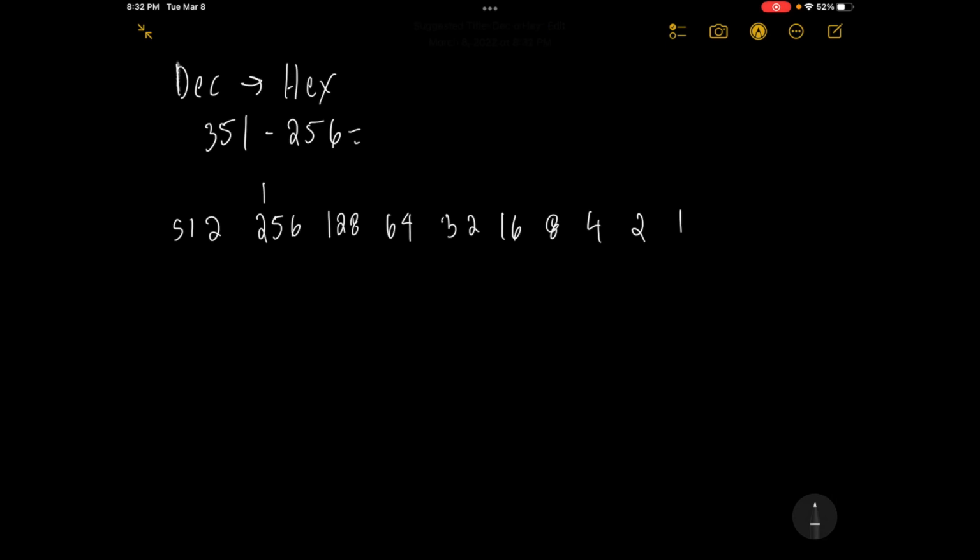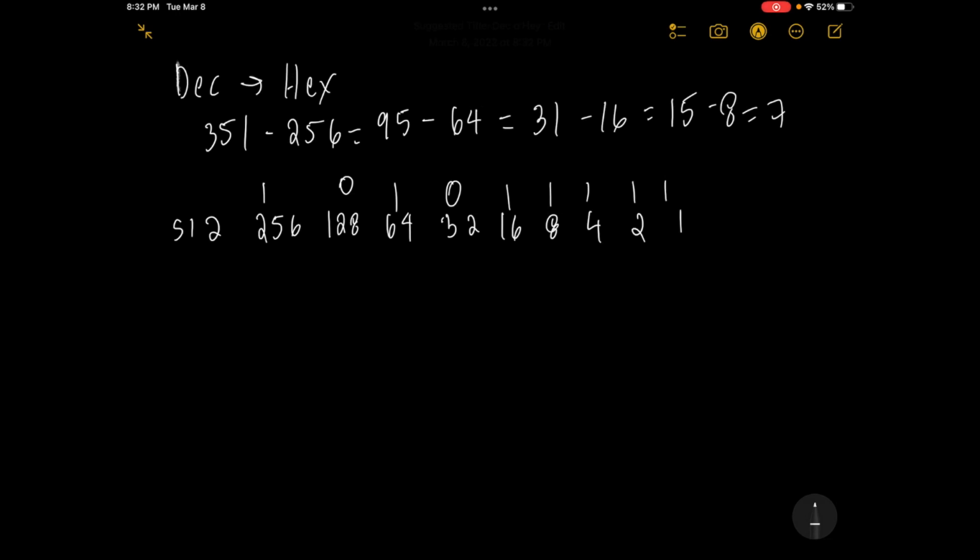So 351 minus 256 is going to be 95. Yeah, that makes sense. So we're going to have a 0 right here. And 64 fits into 95, so we do minus 64, which equals 31. We put another 0 here because 32 is bigger than 31. Then we have a 1, so minus 16 equals 15, and then 1, 1, 1 for the rest. So this is our binary value.